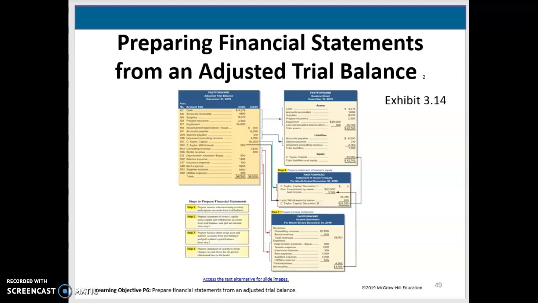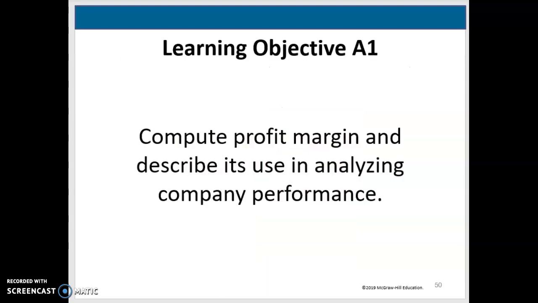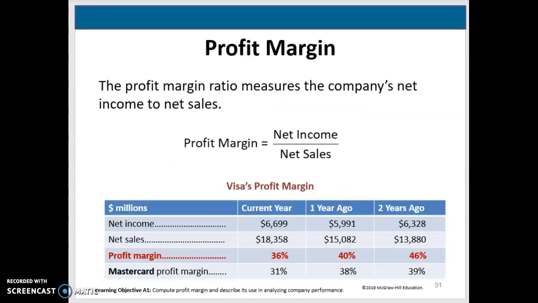Next, we are going to look at the ratio for Chapter 3. It is the profit margin, and it's going to analyze how a company is doing by taking net income divided by net sales. It gives you some examples here using Visa's profit margin, and we can see that if we look at theirs, 2 years ago it was at 46%. Profit margin is something we want to be higher, right? We want a good profit.